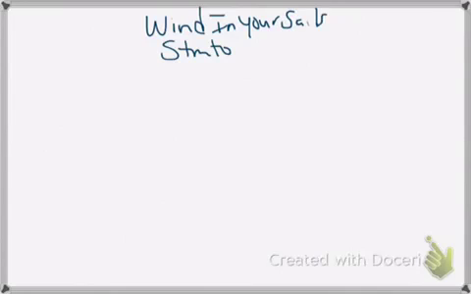The next statement is the statement of owner's equity. So in this statement we have the header, Wind in Your Sails. It is the statement of owner's equity, and it is going to also be for the month ended.